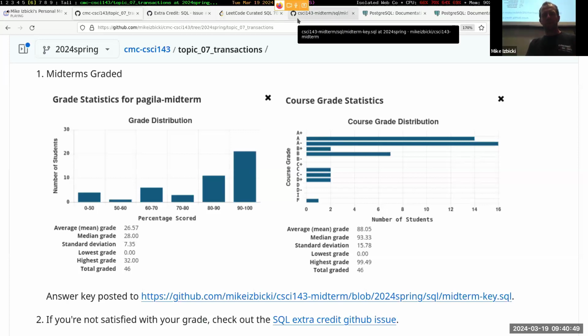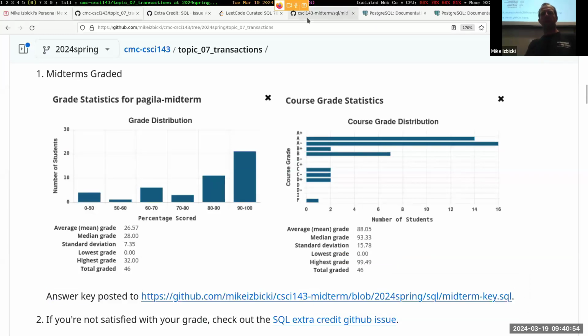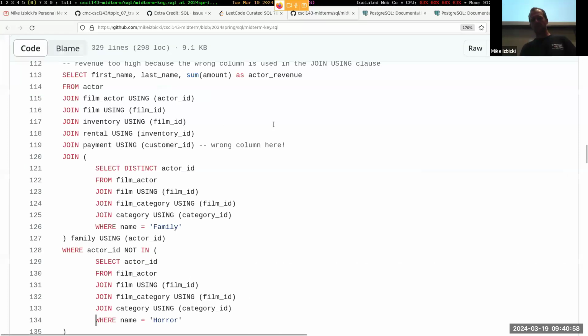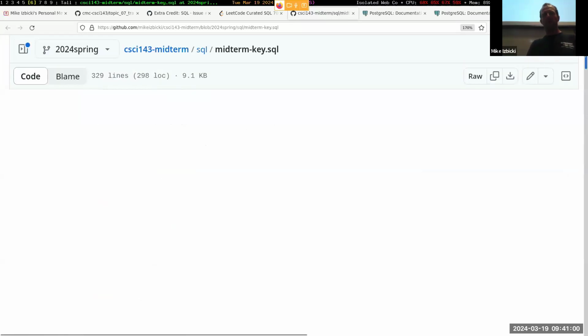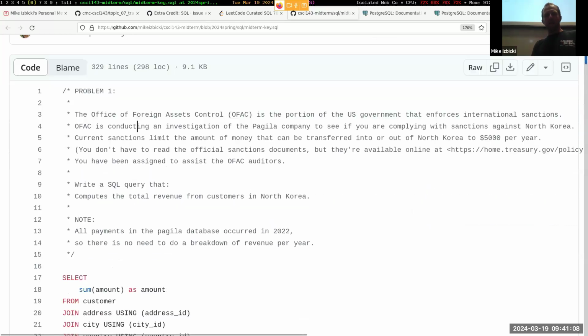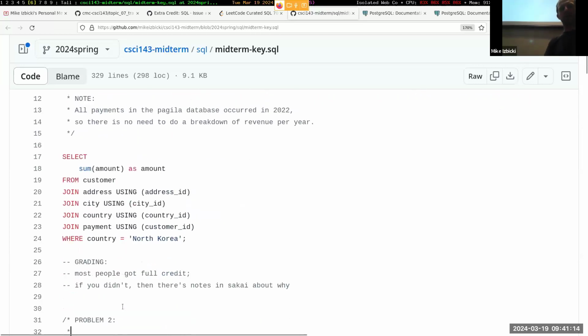Okay, so following this link right here, we'll take a look at the midterm answer key for a little bit. I just put the answers here into a file in the midterm repository called midtermkey.sql. After each of the prompts, I have my solution right here, and then below the solution, some grading notes about that particular problem.